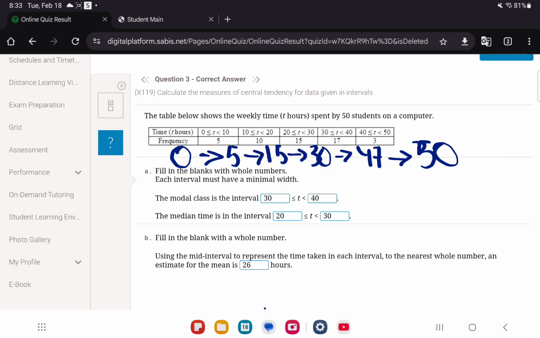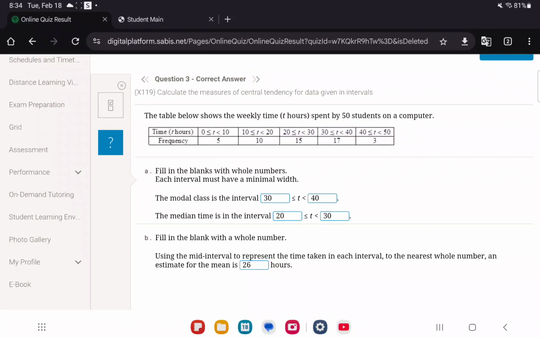They want the median time. We need to find the time. It is on 25. Here we have from 0 to 5. Is 25 between 0 and 5? No. Here we have from 5 to 15. Is 25 between 5 and 15? No, it isn't. Here we have 15 and 30. Is 25 in the middle of 15 and 30? Yes, it is. So we go up, we see what's on top of this: 20 and 30. So you fill it in. Now, this is kind of the tricky part.